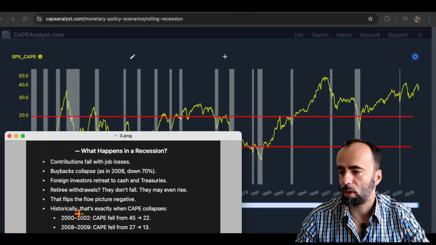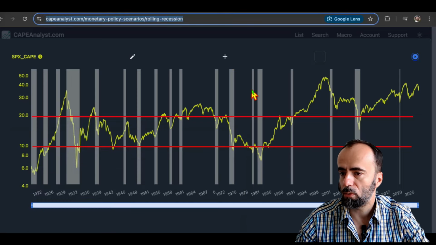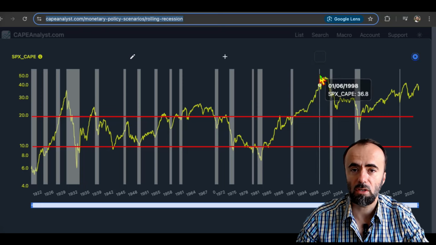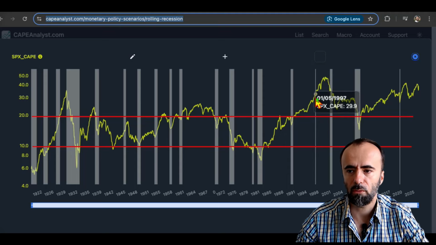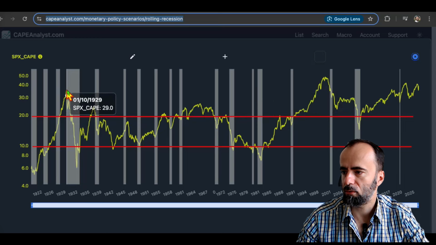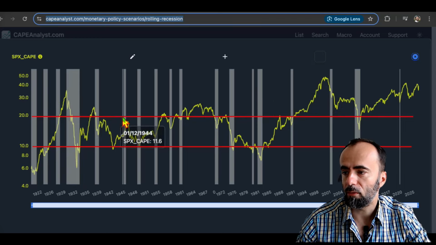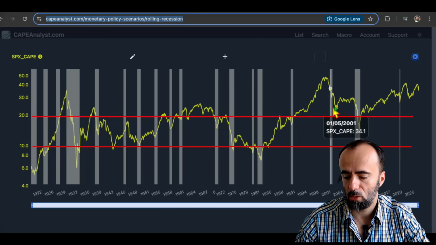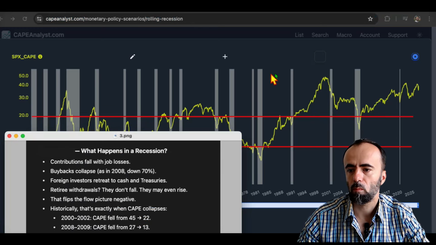So historically, in 2000 to 2002, the CAPE collapsed from 45 to 22. You can see here that in 2000, the CAPE reached 45, and this is the historical high. It had never been at 45. In 1929, it went above 40, a bit over 40, but not 45. And in 2001, it collapsed to 22.